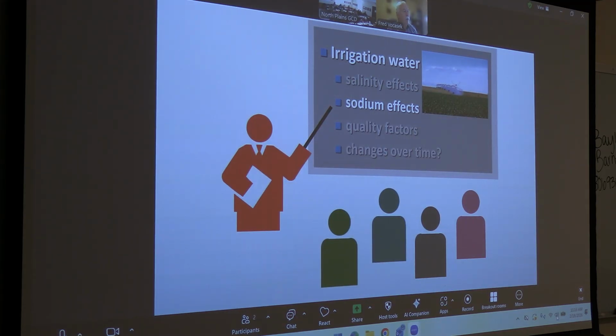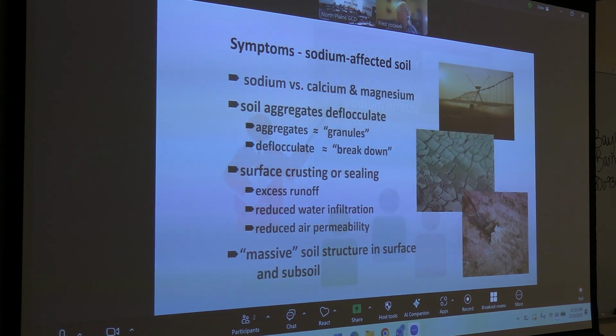Now, I want to spend a little time talking about the effect of sodium on the soil. When we see a sodium-affected soil, now we're talking about types of salts. One of the things we're looking at is the sodium versus the calcium and magnesium in the irrigation water and in the soil. And if we have excess sodium, what happens is the soil aggregates or granules deflocculate or break down. We start to see crusting or sealing. You start to get runoff. You don't get water moving in the soil. You can't get air, and the roots do require air. In fact, it gets to the point where we have what we call a massive soil structure because the aggregates and the granules are broken down.